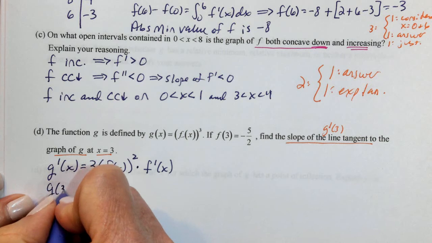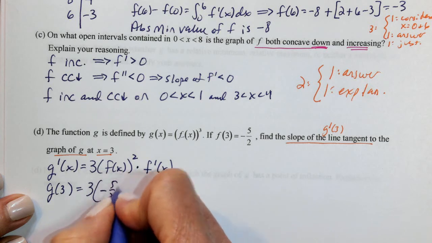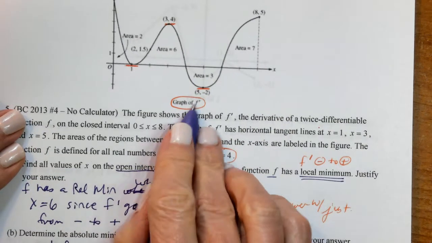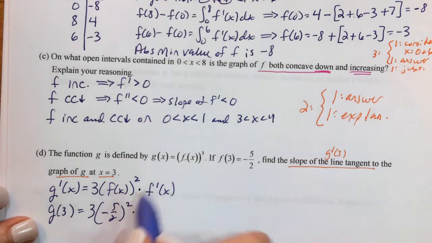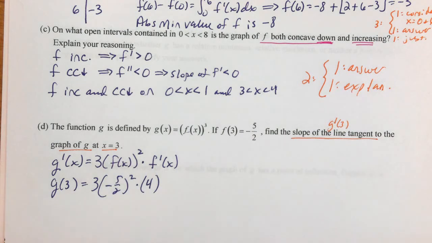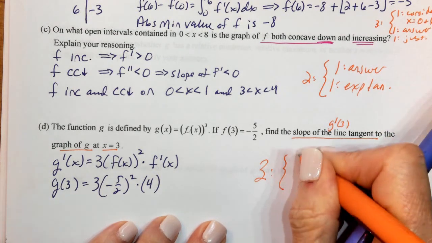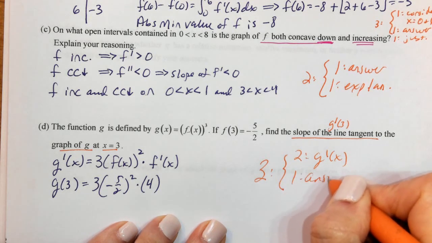Now we're going to put 3 in for x. F of 3 is our negative 5/2. F prime of 3, this is the graph of f prime, f prime of 3 is 4, and we're done. Okay, I think many of my students get a large number of points on these questions. By the way, this was worth 3 points. 2 points for finding g prime of x using the chain rule, 1 point for the answer.